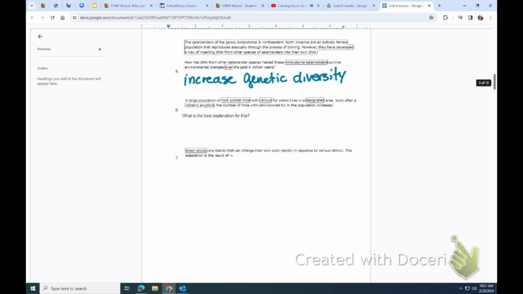In their population. Remember, the more diverse a population, the higher chance that they're going to have fitness to survive some sort of situation. You want diversity in a population.